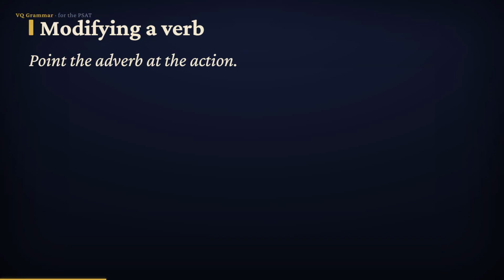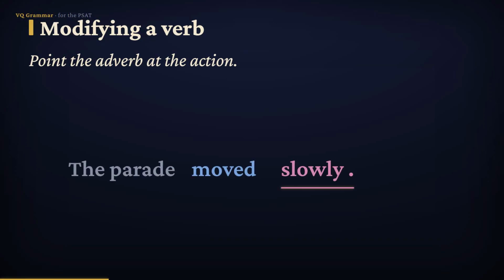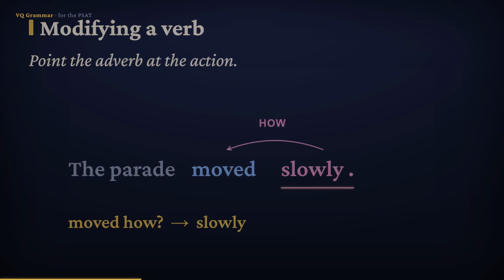Let's see it modifying a verb. The parade moved slowly. The verb is moved. Now ask the adverb's question. Moved how? The answer is slowly. So slowly is an adverb, and it points back to the verb moved, telling us how the parade moved. Underline the adverb, draw an arrow to the action it describes, and you can see the job it does.